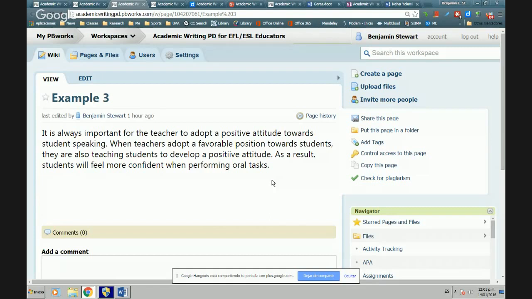Now make a claim. Exactly. Make a claim that's debatable, that's specific, and that you plan to provide evidence on, and then you have a clear idea about what it is you're looking at. When teachers adopt a favorable position towards students, they are also teaching students to develop a positive attitude. Okay. As a result, students will feel more confident when speaking in oral tasks. Okay?